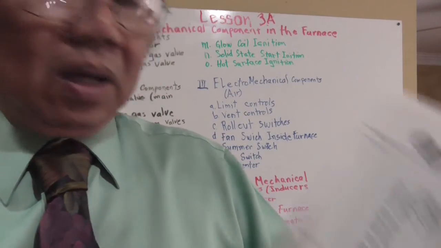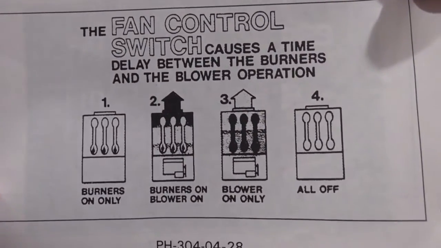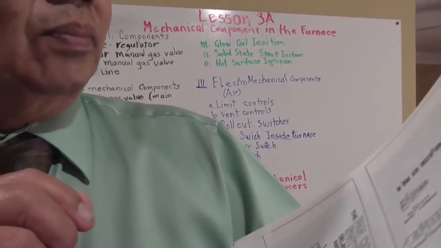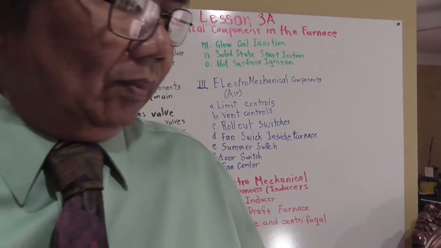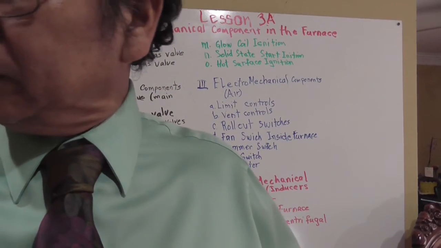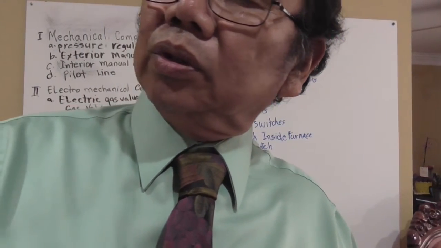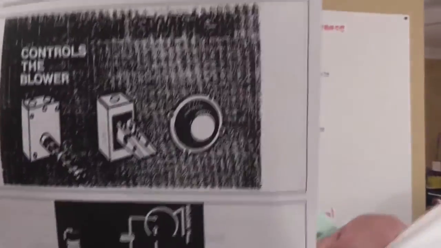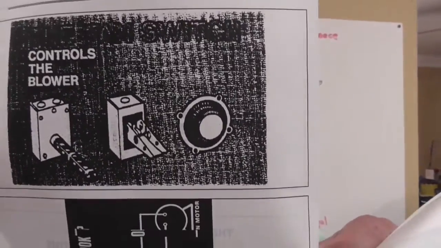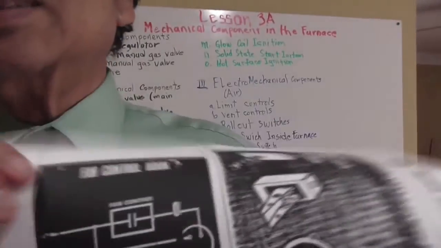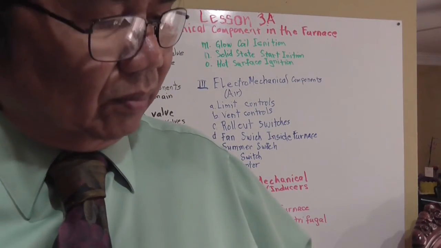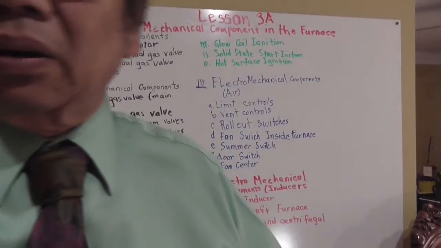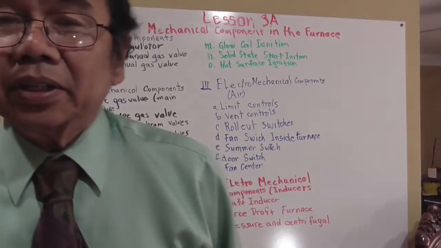And then this one is a fan control switch. It controls the blower right here. This one is inserted into the duct, and then again, this is the switch. Okay, that's all I got for this lecture, and thank you very much.